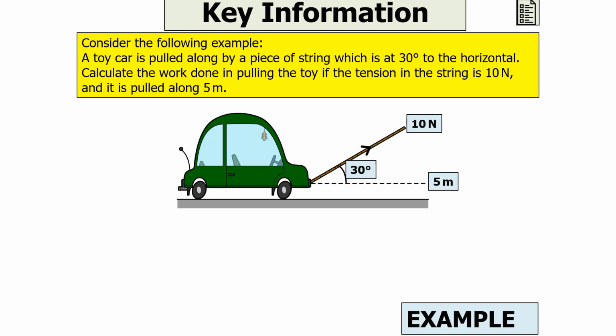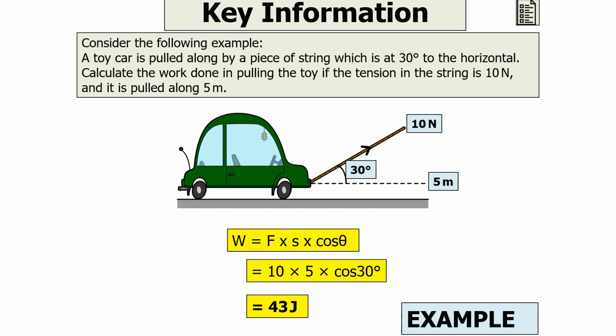So let's look at the following example. Consider this. A toy car is pulled along by a piece of string which is at 30 degrees to the horizontal. Calculate the work done in pulling the toy if the tension in the string is 10 newtons and it is pulled along 5 meters. So we say work done is force times displacement times cos theta. 10 times 5 times cos 30 is 43 joules.